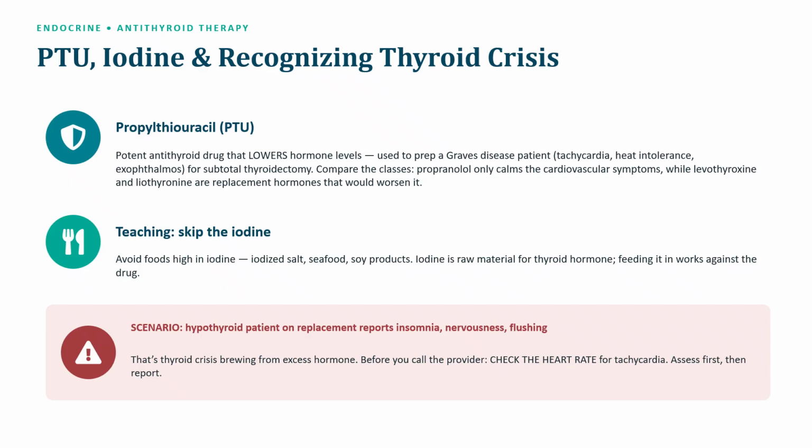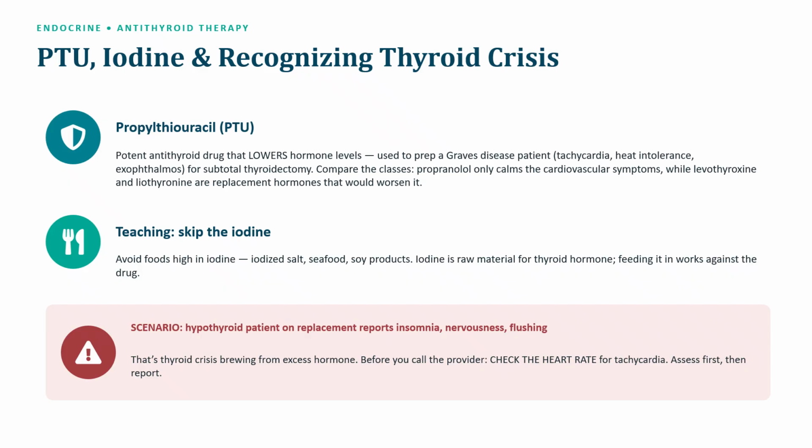So one assessment scenario to know: a patient being treated for hypothyroidism who develops insomnia, nervousness, and flushed skin has become hyperthyroid, which can progress to thyroid crisis. You assess the heart rate for tachycardia before notifying the provider. So that just means you gather all of your data first. We do know in this instance that we would contact the provider, but first you do an assessment, right? Because you have to know what else to report.